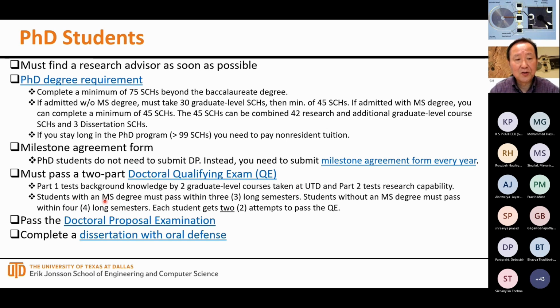For PhD students with master's degree, you must pass the qualifying exam within 3 long semesters. For those who are accepted as a PhD student without master's degree, you need to pass the qualifying exam within 4 long semesters. Okay, and each student can attempt to pass the qualifying exam up to 2 times.